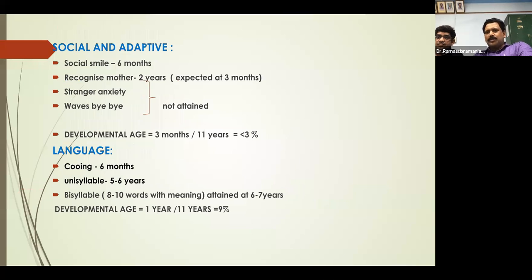Social and adaptive. So overall, there is a gross developmental delay across the domains. So you are telling the child has attained, by 5 to 6 years, bisyllables. What is unisyllables? What is bisyllables?